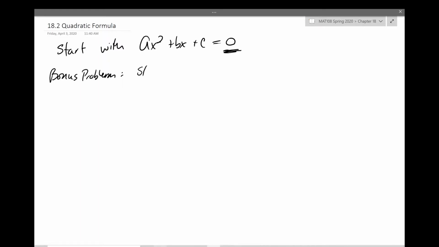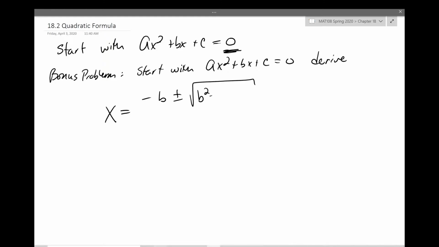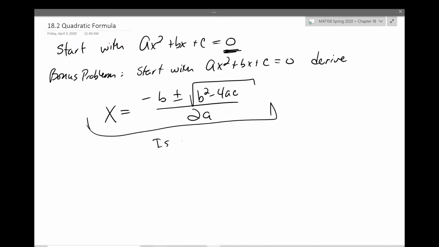Starting with ax squared plus bx plus c, derive the following. X equals negative b plus or minus the square root of b squared minus 4ac all over 2a. And this, ladies and gents, is our quadratic formula.